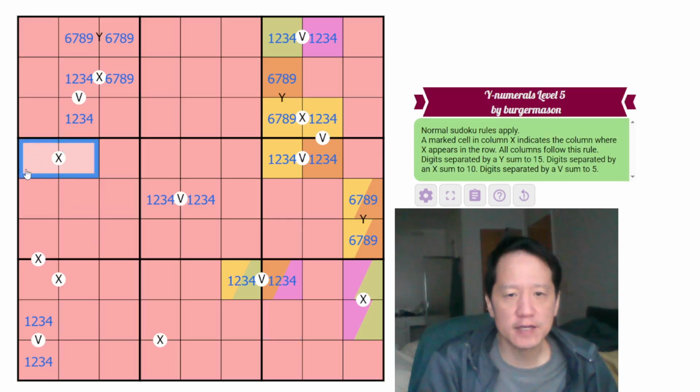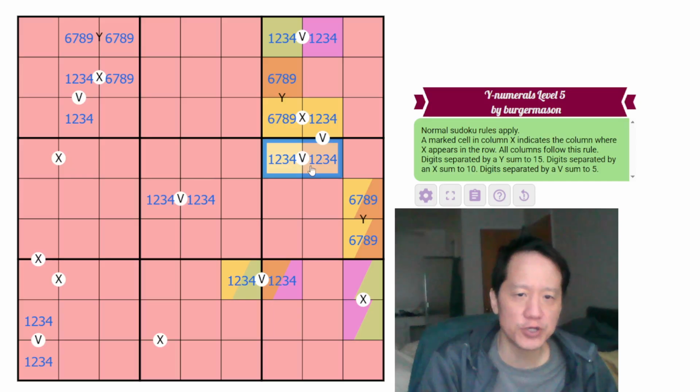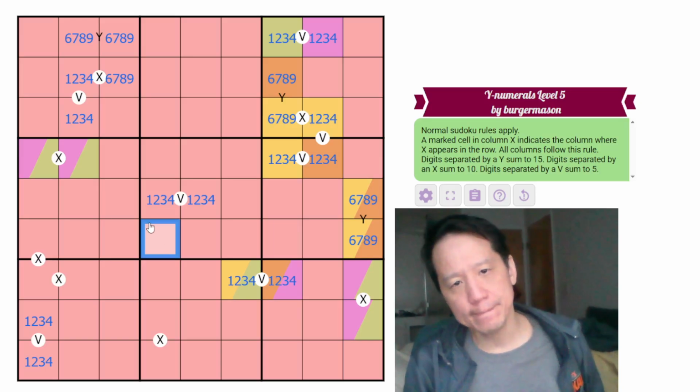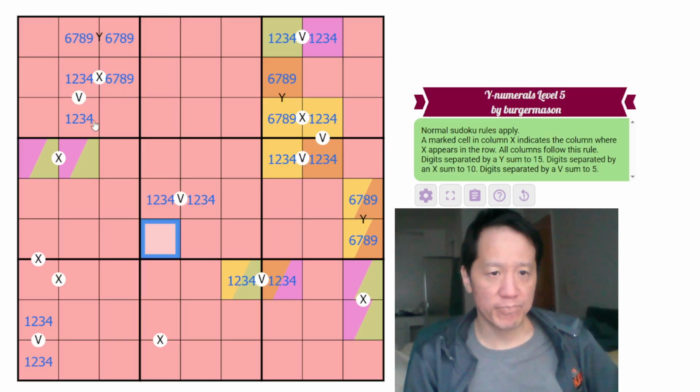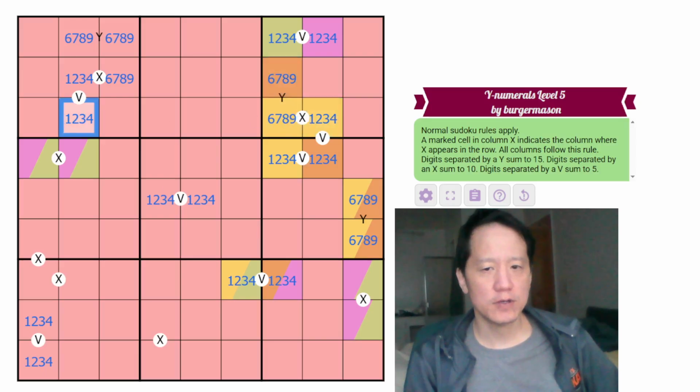This 10 cannot be yellow or orange because the 1 through 4 for yellow and orange are both here. And therefore neither of this could be yellow or orange. So this is also green or pink as a 10. This can't be the yellow 1 through 4. But it could be the orange one, unfortunately.